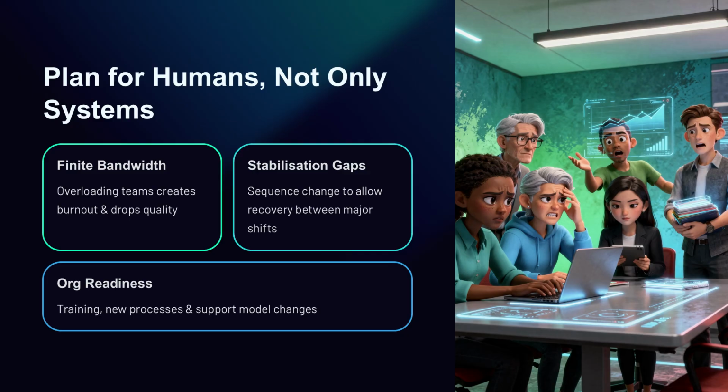You also consider organizational readiness, such as training needs, new operational processes, and support model changes. This is critical leadership work because a technically correct plan can still fail if it ignores the human system that must execute it.